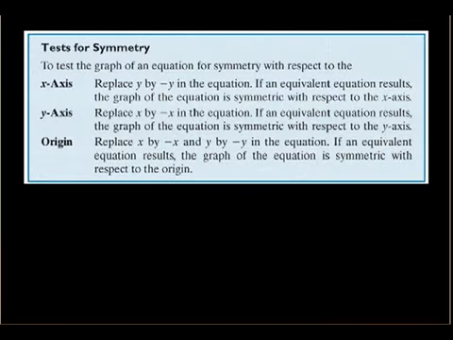So here are the rules for tests for symmetry. I would write these down, but I'm also going to show you how it works. Basically, for the x-axis, you just replace y with -y in the equation. If an equivalent equation results, the graph of the equation is symmetric with respect to the x-axis. The y-axis, you replace the x's, and the origin, you replace the x and the y's. So it's a lot of words, but let me show you how this works.